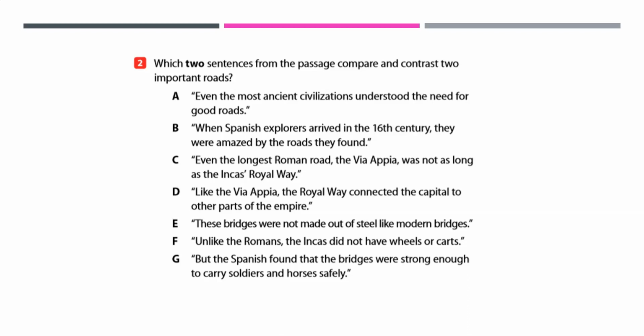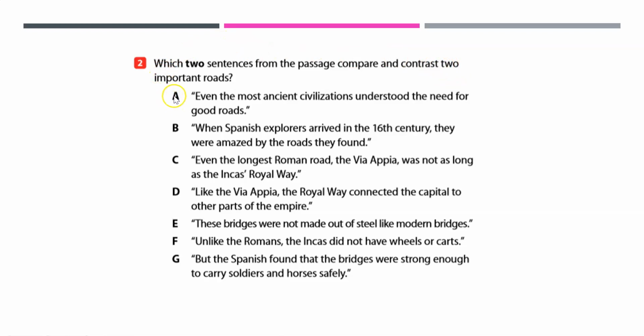All right, now I want you to look to number 2. Which two sentences from the passage compare and contrast two important roads? Now, you're going to put on your text detective hat to figure out which two compare and contrast two important roads. So let's go through the answer choices. A strategy that good readers do is that we go through each answer choice to make sure that it has all the parts that the question's asking us. So it has to talk about two different roads.